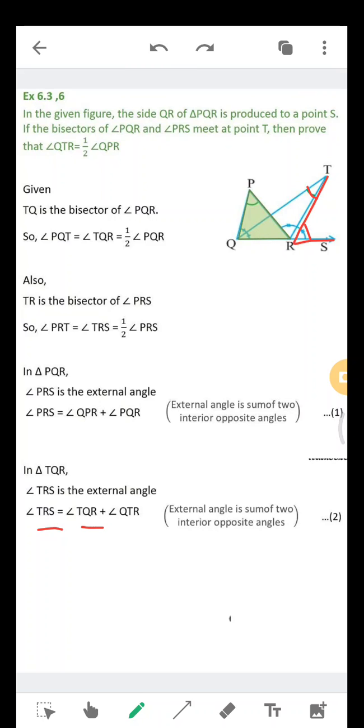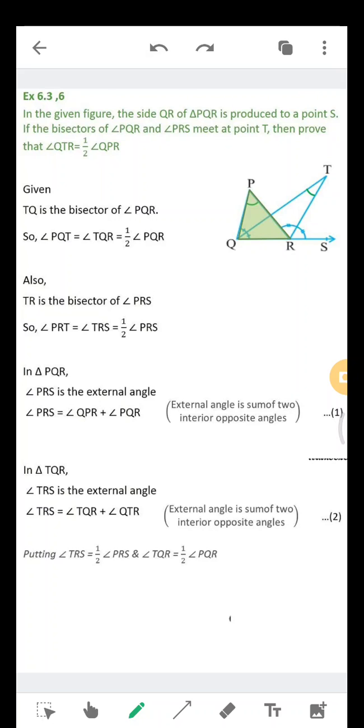So you have to do this theorem very carefully, because you have to name the angles. You should name the angles correctly. So we have got exterior angles. By using the exterior angle property, we have got two equations, equation 1 and equation 2. These steps will be used in solving the theorem. We have to prove that QTR is half of QPR. Keep this in your mind. Now let's continue.